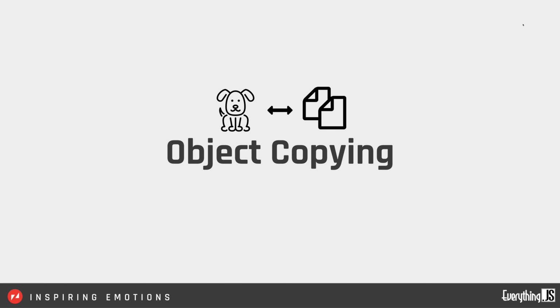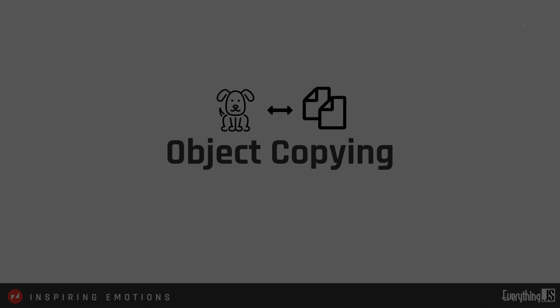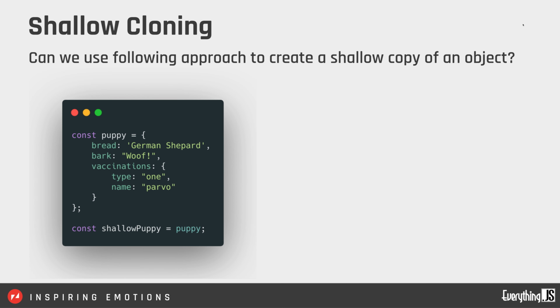So it's about object copying. There are two methods of cloning an object: one is shallow cloning and the other is called deep cloning. This is kind of a continuation of immutability. If we want to create an immutable object, we have to have a way of creating a new object whenever there is a state change, right?